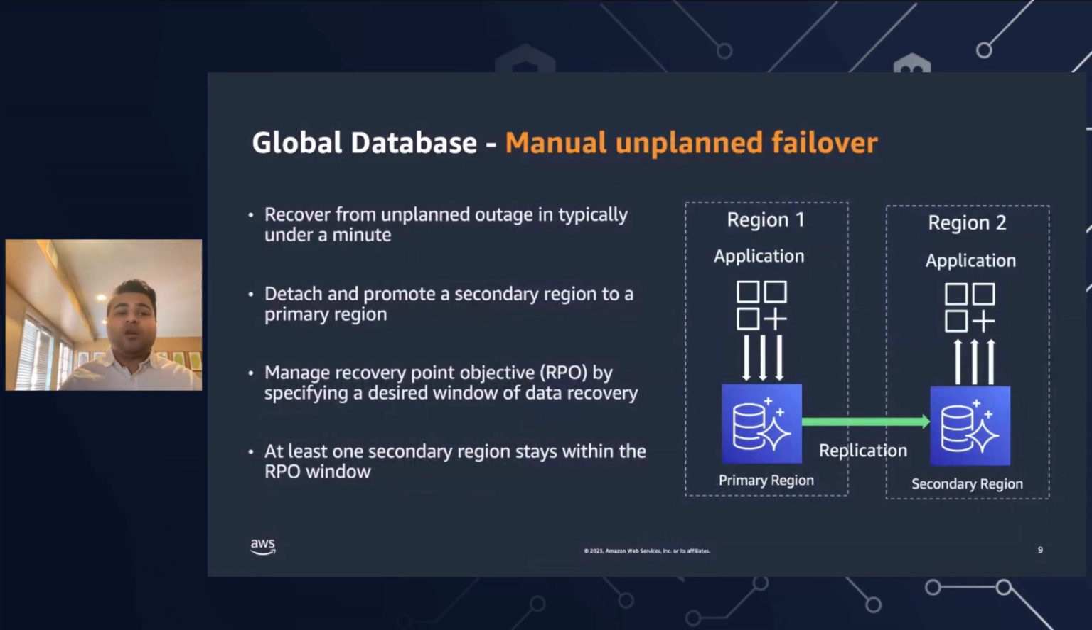Now, sometimes it is not possible to switch from one region to another, such as in the event of a regional outage. Global databases also give you the functionality to detach and promote a secondary region to a standalone primary region in typically under 1 minute. You can also avail a feature known as Managed Recovery Point Objective to specify a desired window of your database recovery. With Managed RPO, global database can stop the writes on the primary region to ensure that at least one of your secondary regions remains within the desired window of data recovery.